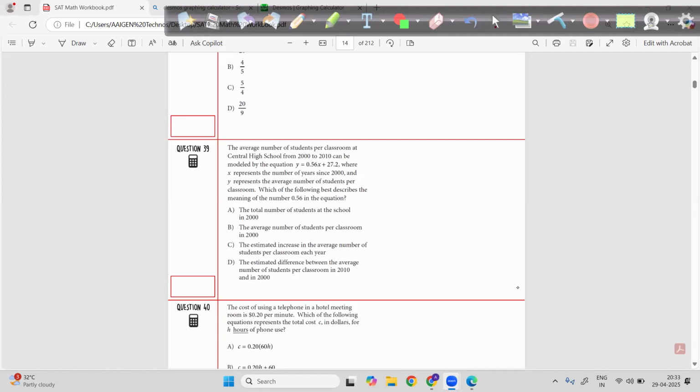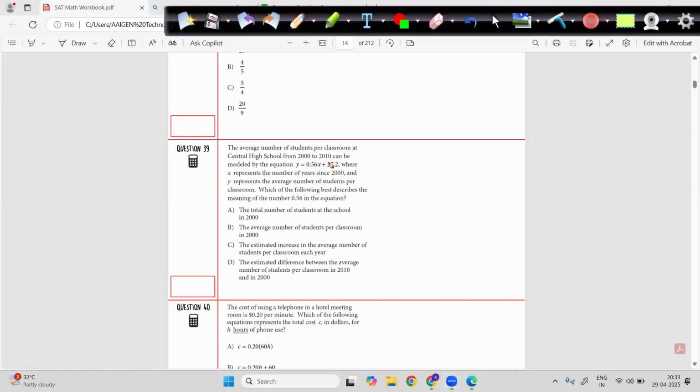Thirty-nine. Good. So again, you need to identify it is a linear function question and you need to identify 0.56 is the slope, and they're asking what is the meaning of this slope? When x increases by 1 unit, what is the change in y? What is the change in y here? 0.56. First understand what is y and x.